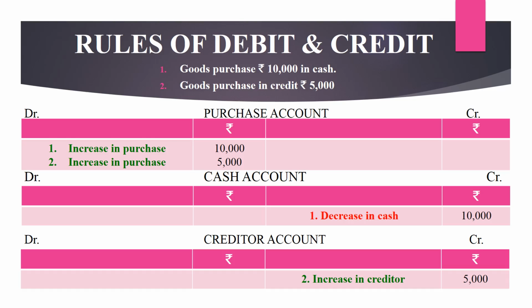Now goods purchased on credit rupees 5,000. So you have purchased goods on credit, so your creditor will increase by 5,000. So increase in liability will be recorded on the credit side. Creditor is your liability and purchase is your expenses. So you have purchased goods on credit, so your expenses increase by 5,000 will be recorded on the debit side of purchase account.